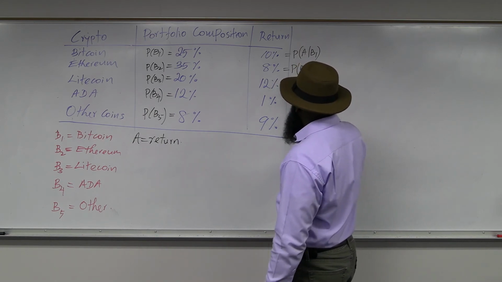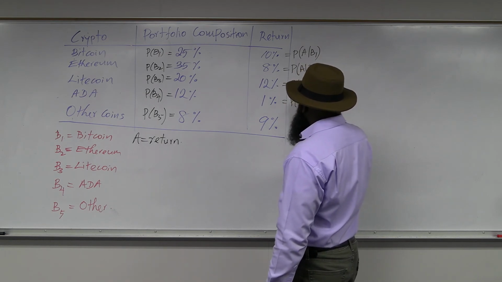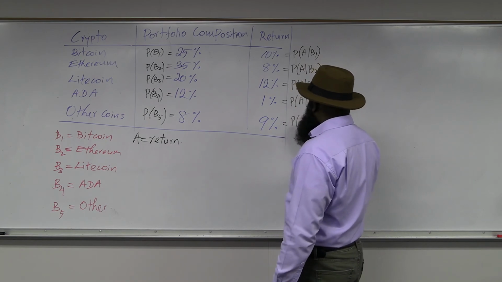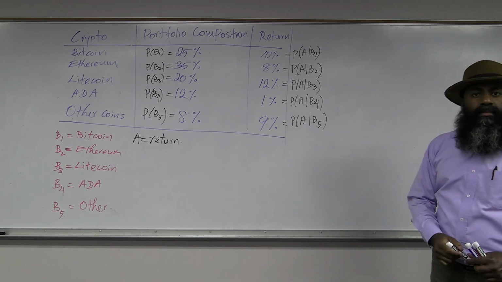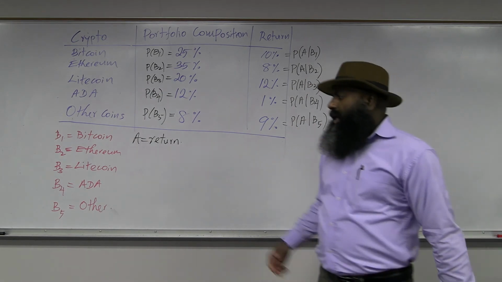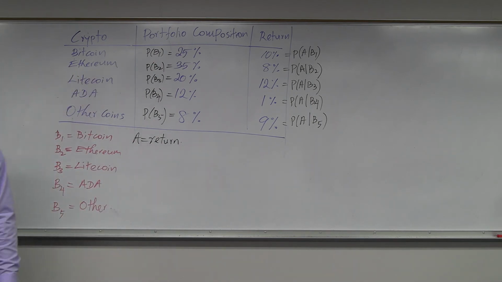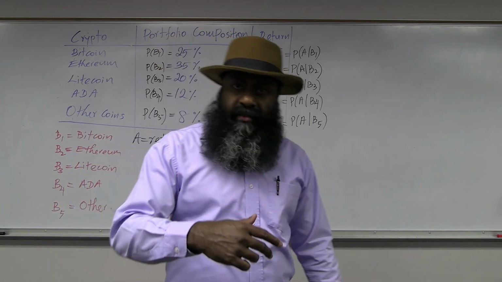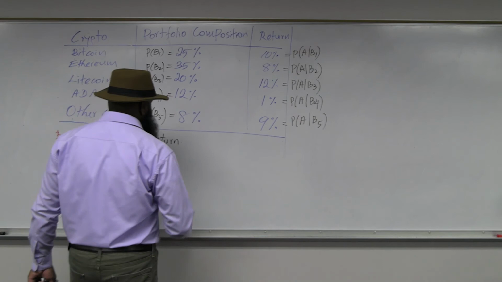Likewise, we can write the third one as P, A given B3. The fourth one as P, A given B4. The fifth one as P, A given B5. Okay. Now, what I need to do is find PA, total rate of return. That's the first part of the question. So finding the total rate of return is a question from the total probability rule. So let's find that first.